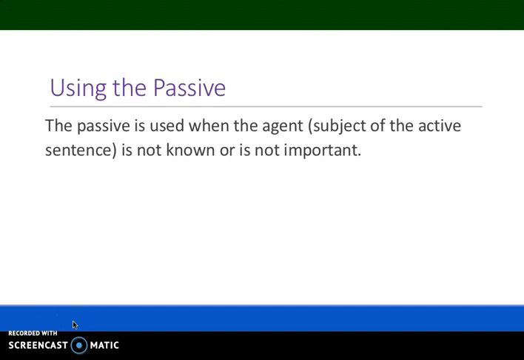The passive is used when the agent, that is the subject of the active sentence, is not known or is not important. So this is the main reason for using the passive. And if we use the passive, we can then omit the subject of the active sentence. The passive is usually used without by and the agent. And the reason is because the most common reason to use the passive is in order to omit the subject of the active sentence that we do not know or that is not important.